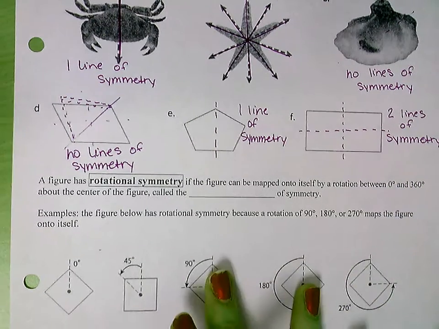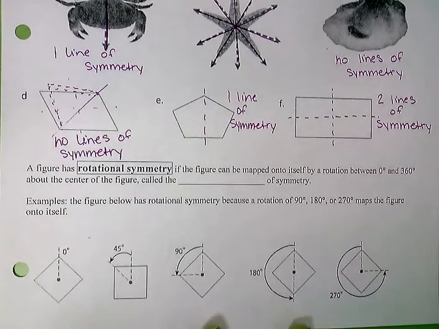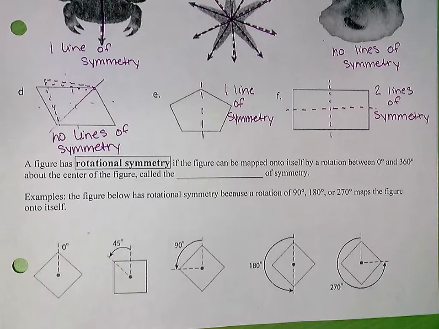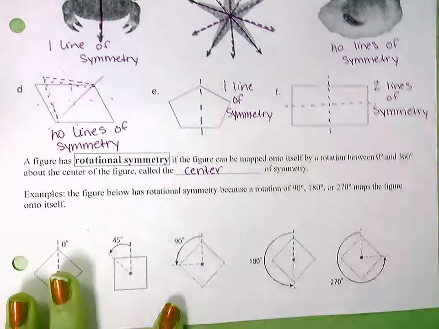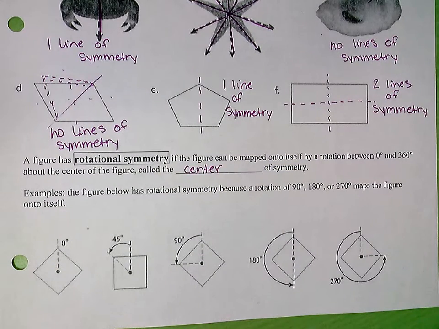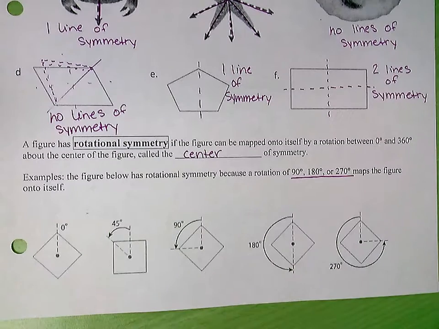Okay, so those are our lines of symmetry. Next, I do want to go into rotational symmetry. A figure has rotational symmetry if the figure can be mapped onto itself by a rotation between 0 and 360 degrees about the center of the figure, called the center of symmetry. In the figures below, we have rotational symmetry because we can have a rotation of 90, 180, and 270 that maps the figure onto itself.